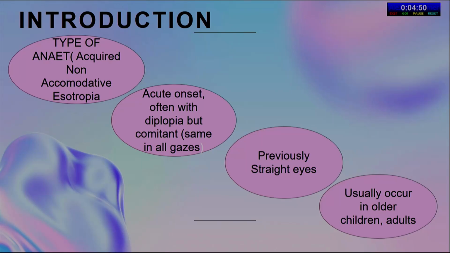Good morning, everyone. Today I'm going to present an interesting case of acute acquired comitant esotropia with bilateral idiopathic optic neuritis. Acute acquired comitant esotropia is a type of non-accommodative esotropia which usually presents in older children and young adolescents who have previously straight eyes, but it is of acute onset. It is often associated with diplopia.